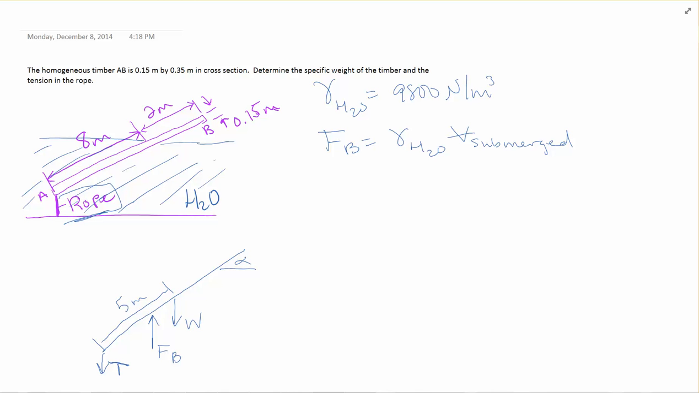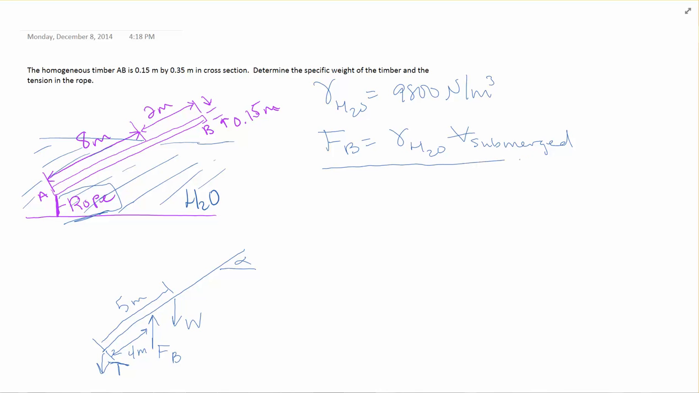Now we need to know where that acts. That is going to act at the center of the piece of wood that is submerged under the water. So you can see from this drawing that 8 meters of the board is submerged under the water. So this distance here is going to be 4. So for the buoyant force, we only care about the part of the wood that is underneath the water when you're doing this measurement. Okay, so we've got 3 forces: tension, weight, and then the buoyant force. Let's go through and try to solve those.